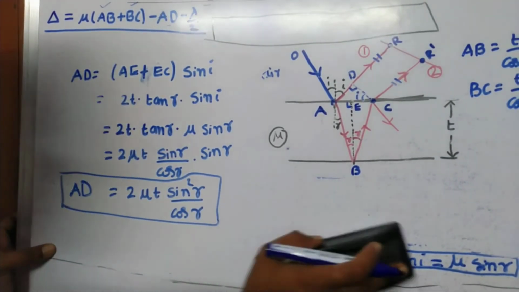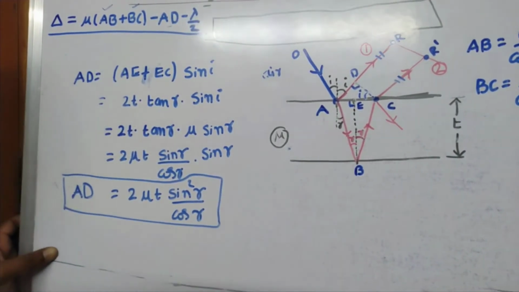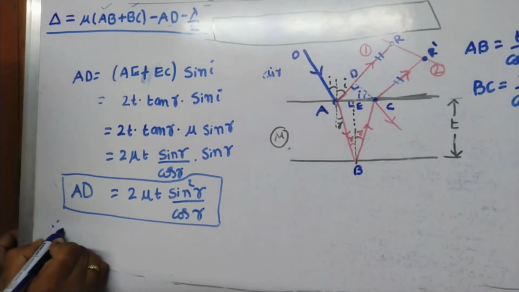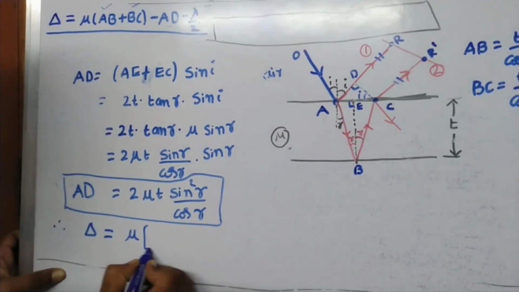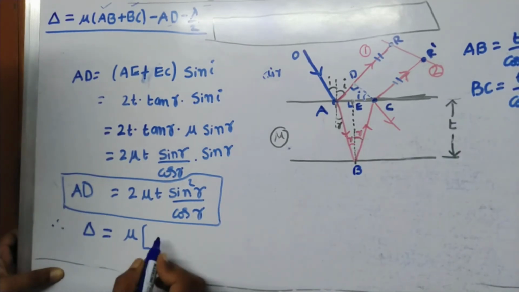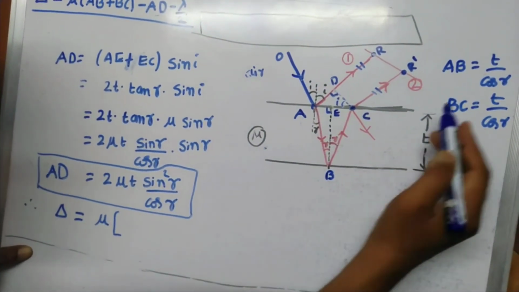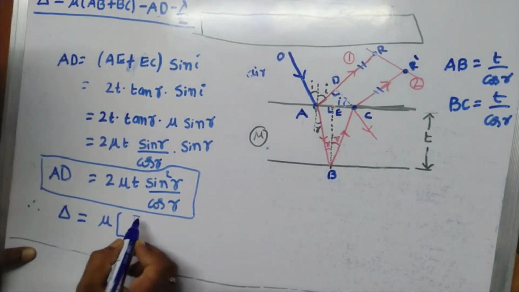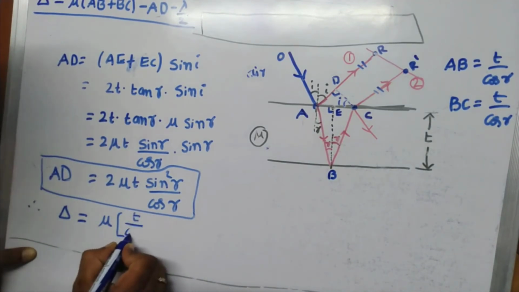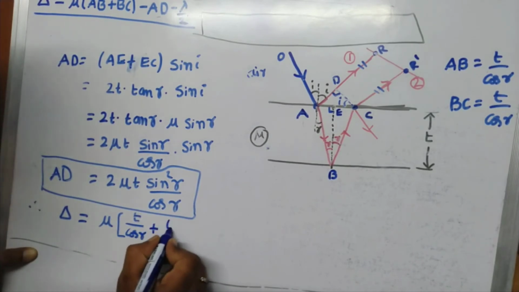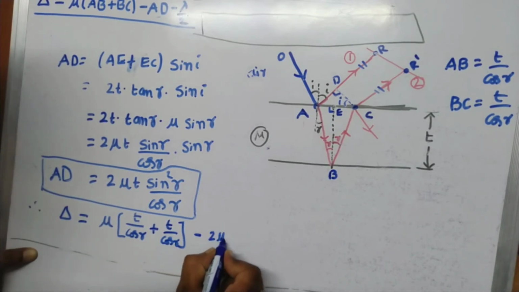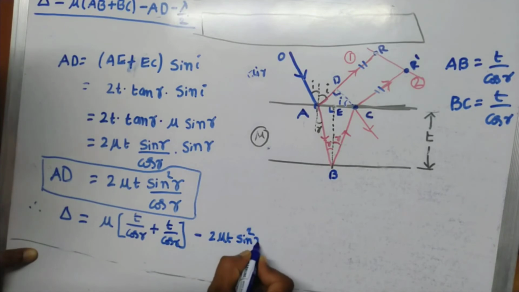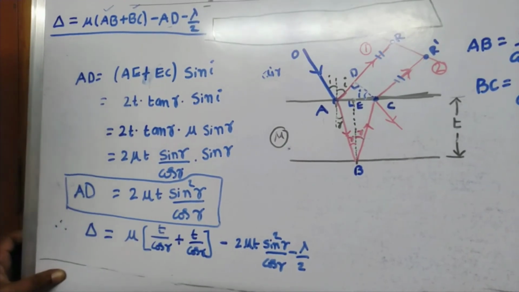Okay, so now path difference. Therefore path difference delta is equal to mu into AB. AB means what? Here AB is equal to t by cos r plus BC, also t by cos r, minus AD, which is 2 mu t sin square r by cos r, minus lambda by 2. So this is what we got.